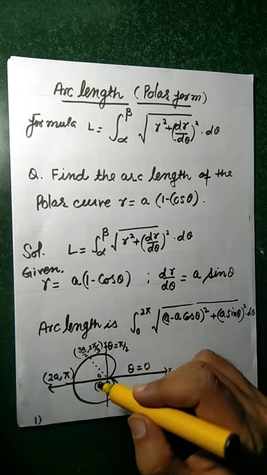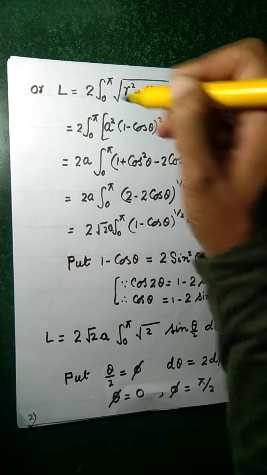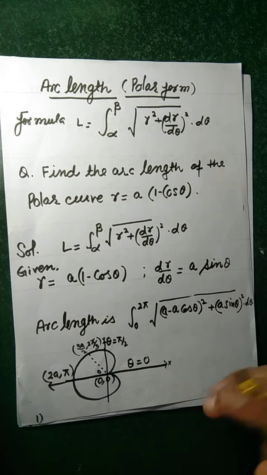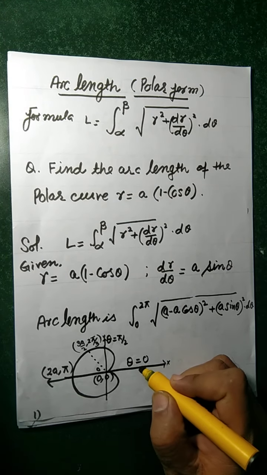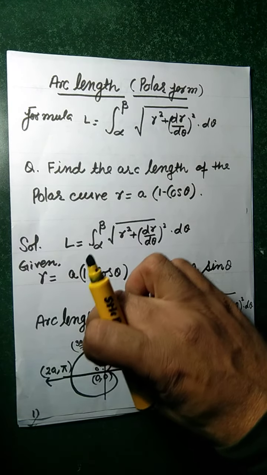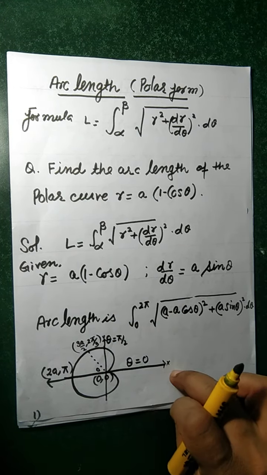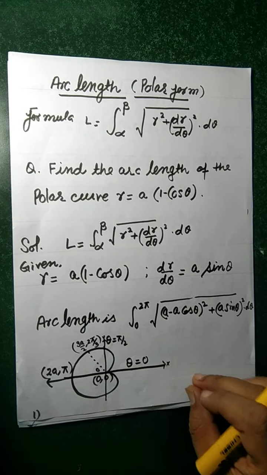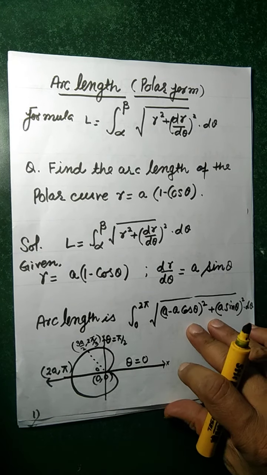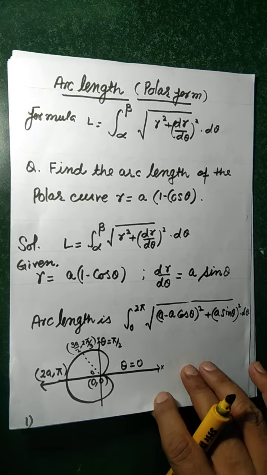So we can use this formula, or we will use L equals twice the integral from 0 to pi. Normally we take the limit theta equals 0 to theta equals pi. The upper half portion we integrate between suitable limits, and twice of that gives the whole arc length of this cardioid. This is the way for finding the arc length of such types of curves.